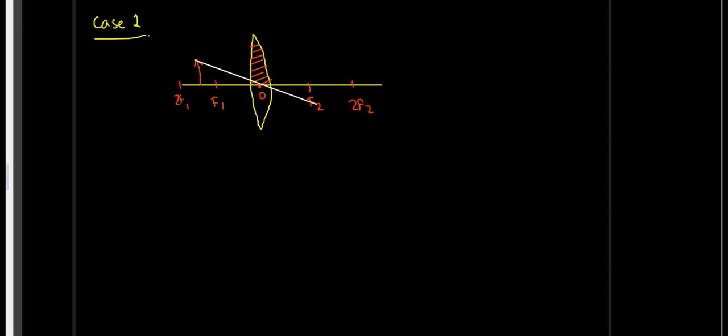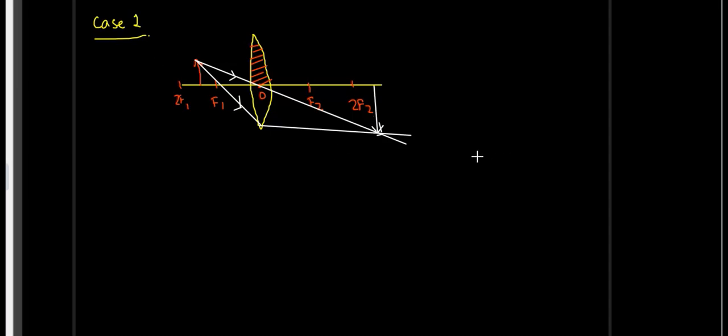The ray that passes through the optical center passes straight through. And another one we can take from the focus. If we take a light which is passing through the focus like this, what happens to that? It goes parallel. Okay, so the image is formed beyond 2F2 here.